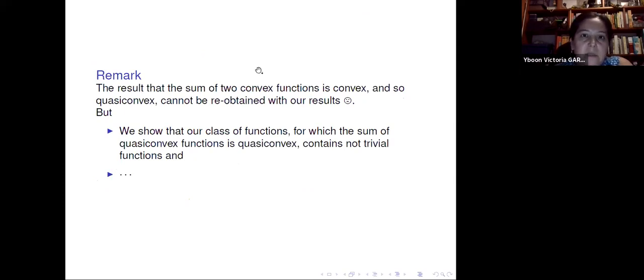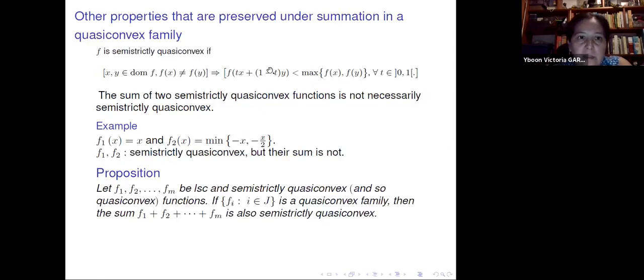Of course, we know that the sum of convex functions is a convex function, but we cannot recover this result from our work, okay? The result that the sum of two convex functions is convex cannot be obtained with our result. But with some examples, we show that our class of functions for which the sum of quasi-convex functions is quasi-convex contains non-trivial functions. And also, we can use this to preserve some properties, okay? There are other properties that are preserved under summation in a quasi-convex family.